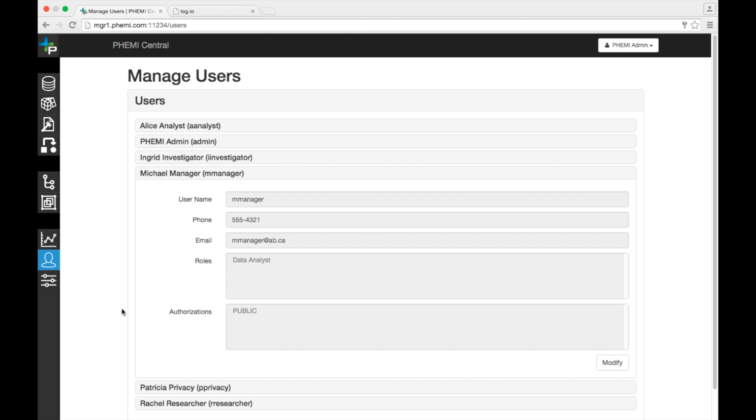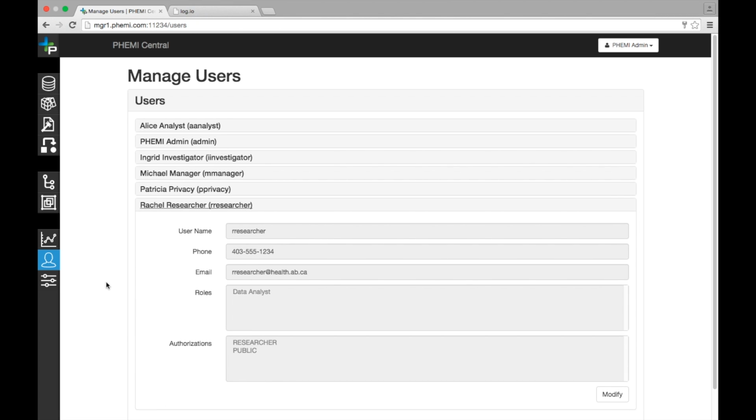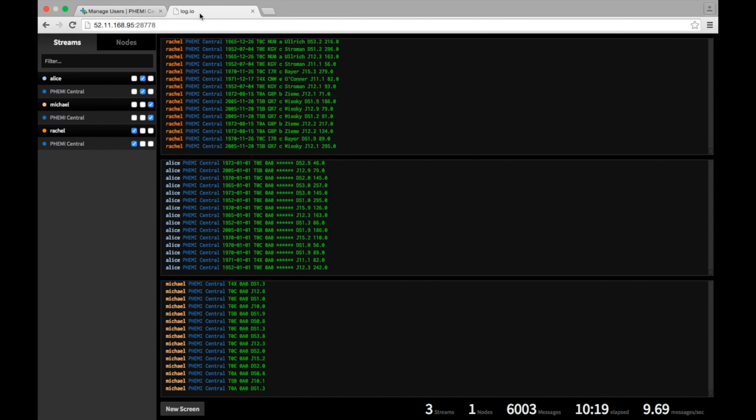We'll begin with Michael. He has the public authorization, which is the default authorization provided in PHEMI Central, that's going to give him access to a limited amount of data. We also have Alice, who's a policy analyst, who will have access to additional fields of information, but only in a de-identified form. And lastly, we have Rachel, who's a researcher, who with this authorization is going to gain access to the PII values within the system, as we'll see shortly.